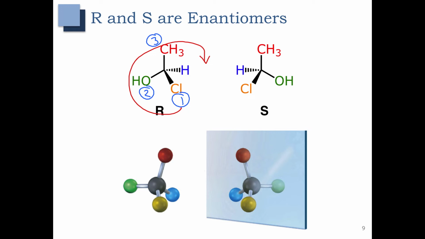In the S example, they're flipped. So we're going to go 1 to 2 to 3. That's our S. So anything that has an R stereocenter is going to be an enantiomer of something that has an S stereocenter.